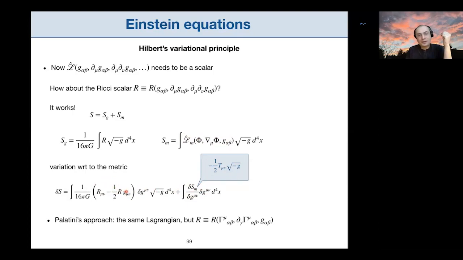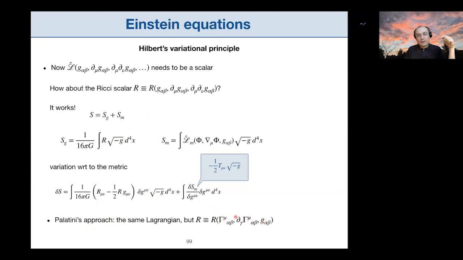Here, the calculations are a little bit difficult. Just a few years later, Palatini found an even simpler and, in a sense, more elegant approach, in which you take a variation principle which formally looks the same. You still have the Ricci tensor times square root of minus g, but you consider the Ricci tensor a function separately of the connection coefficients and their derivatives and the metric.